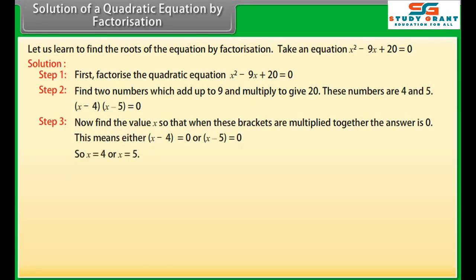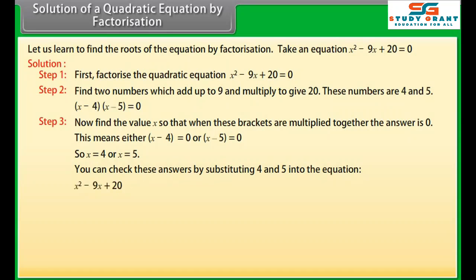Now find the value x so that when these brackets are multiplied together, the answer is 0. This means either x minus 4 is equal to 0 or x minus 5 is equal to 0. So, x is equal to 4 or x is equal to 5. You can check these answers by substituting 4 and 5 into the equation.